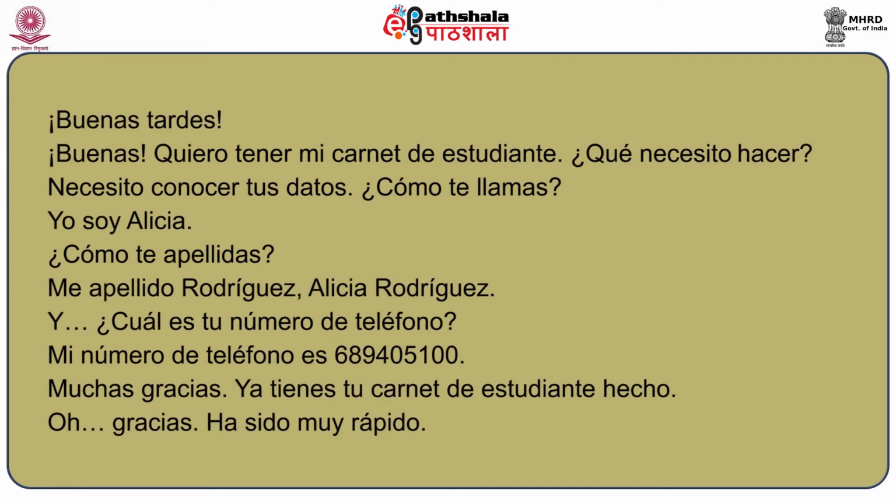Buenas tardes. Buenas. Quiero tener mi carnet de estudiante. ¿Qué necesito que hacer? Necesito conocer tus datos. ¿Cómo te llamas? Yo soy Alicia. ¿Cómo te apellidas? Apellido Rodríguez. Alicia Rodríguez. ¿Y cuál es tu número de teléfono? Mi número de teléfono es 689-45100. Muchas gracias. ¿Ya tienes tu carnet de estudiante hecho? Oh, gracias. Ha sido muy rápido.